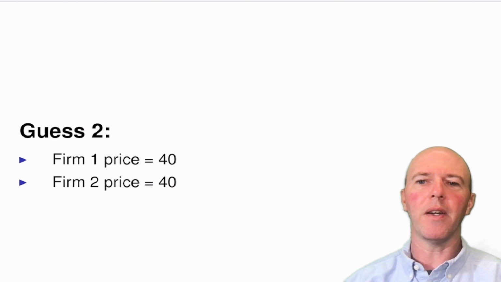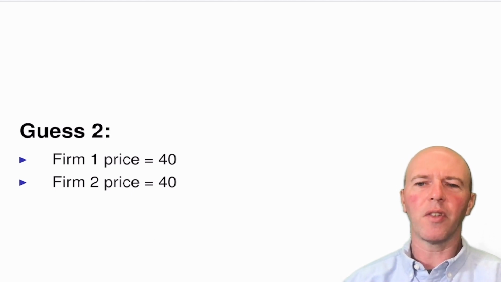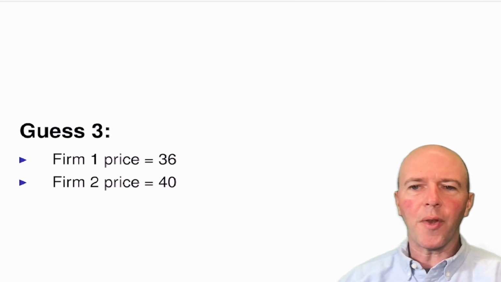But can you do better? And the answer is sure. You just want to offer a slightly lower price. So like 39 would give me higher profits than offering 40 here. I get almost the same price, but now I'm selling to the whole market instead of half the market. So this is not an equilibrium because either firm has an incentive to deviate. All right, so we're just looking for all the different scenarios.